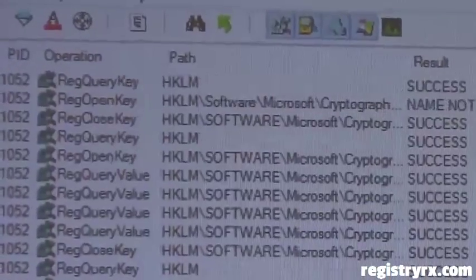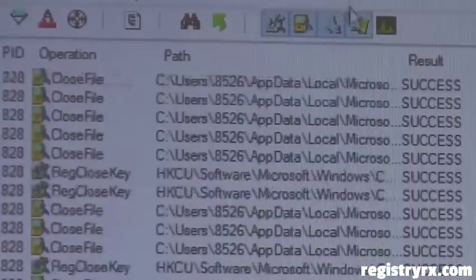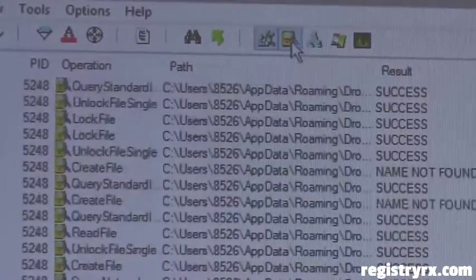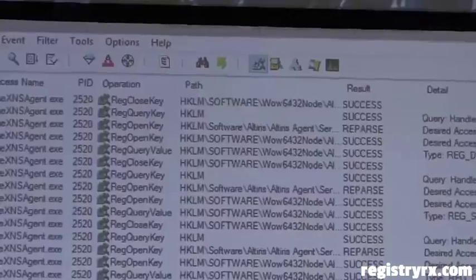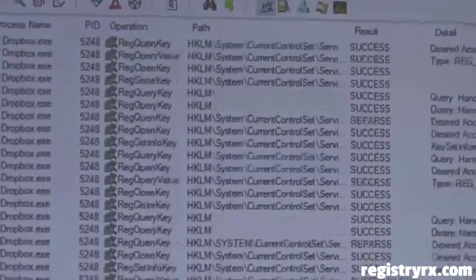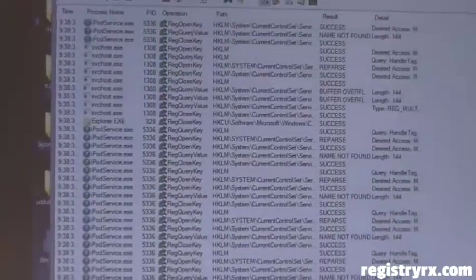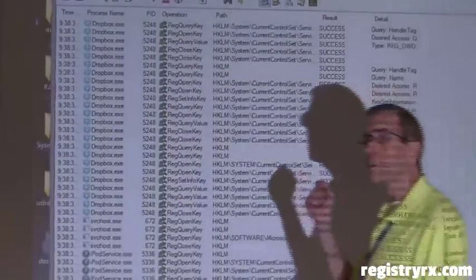Now up here, I can start filtering out, and I'm going to show you registry events. So I'm going to say, I don't want to see those. I don't want to see network, and I don't want to see file access. So we're looking at just everything in the Windows 8 system that is accessing the registry real time.